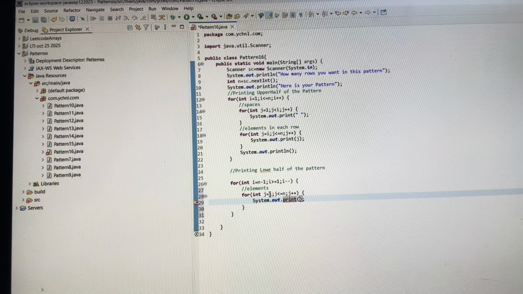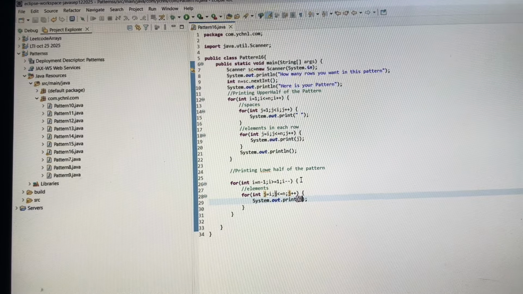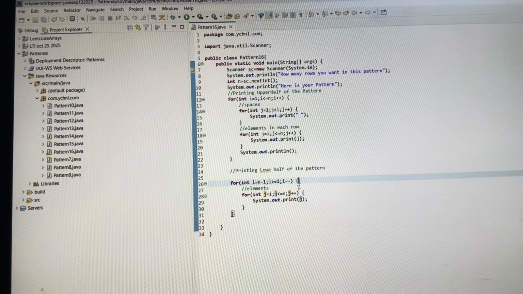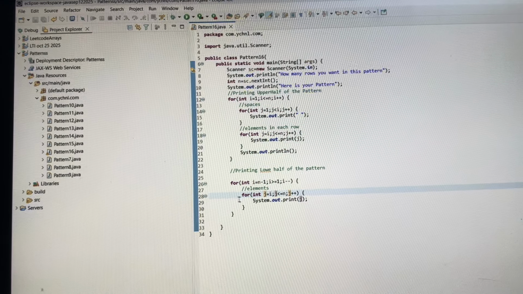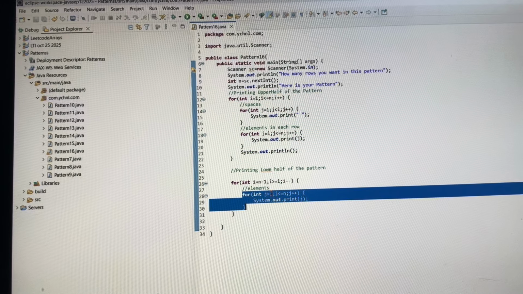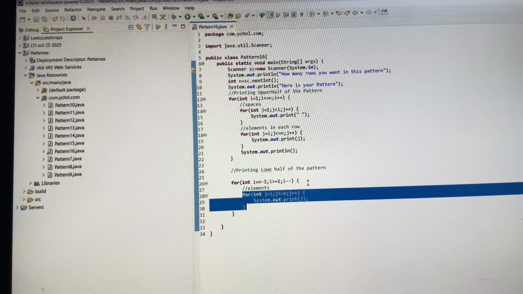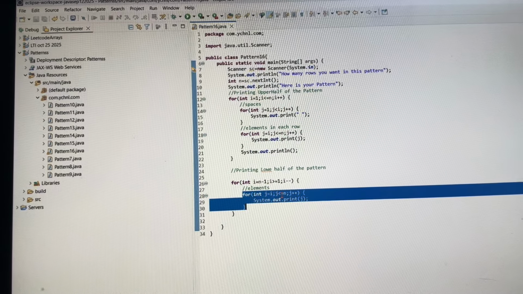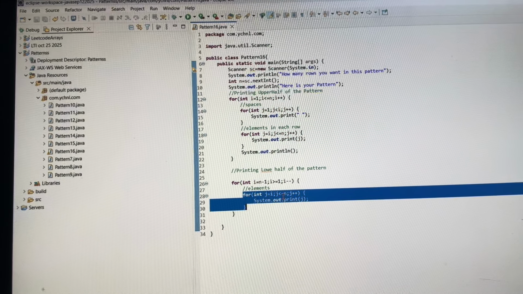So we have to print elements, right? So this is how elements will print. j is equal to i, right? The i value is already starting from 6. For the first row it will print the 6 and 7 elements, right? Because j is equal to 6, and 6 is less than or equal to 7. It will print 6. And again j plus plus means 7, and 7 is less than or equal to 7.